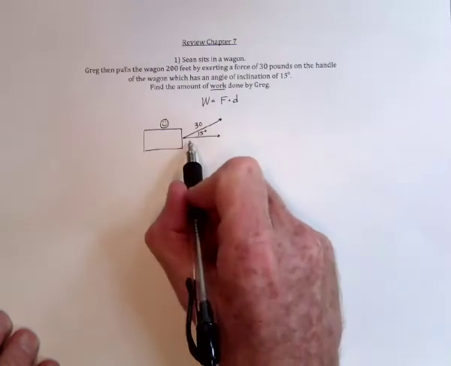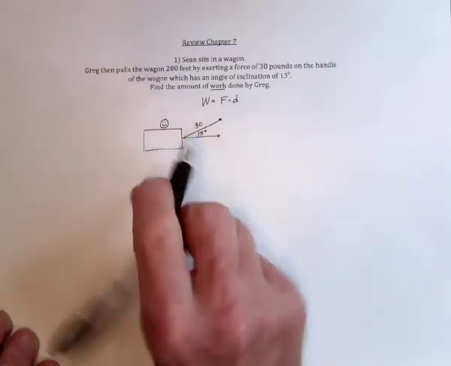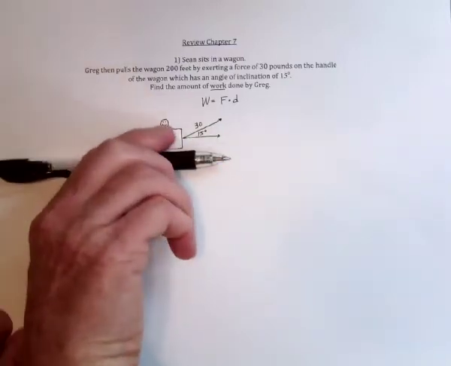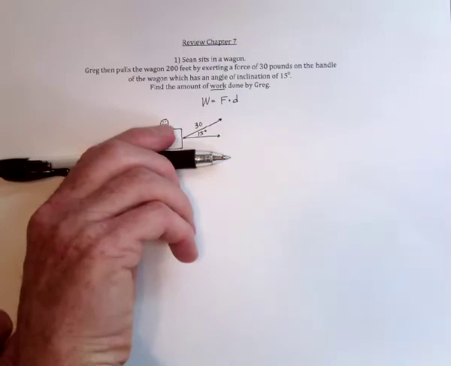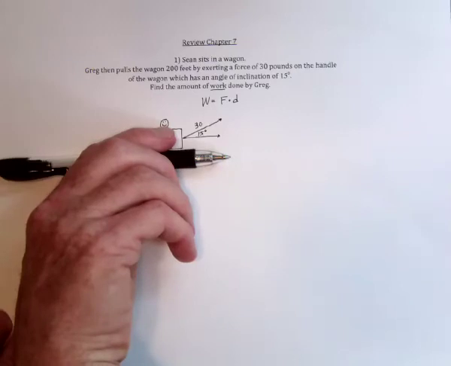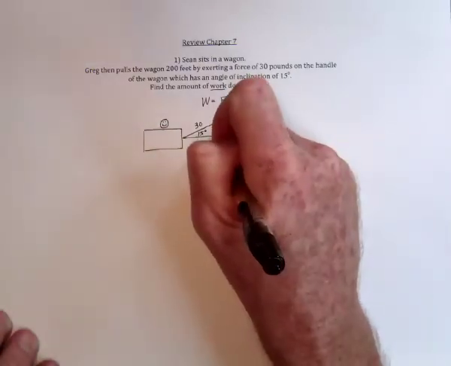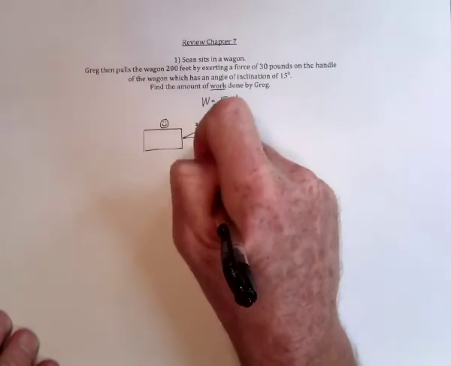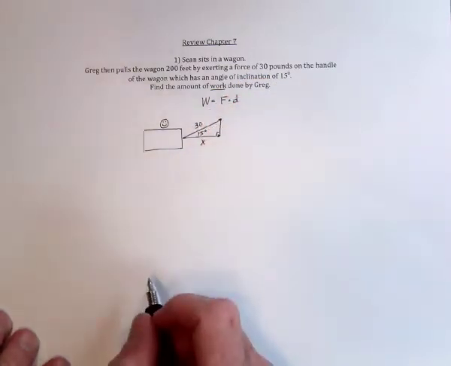Well, the idea is I really don't want to pull this thing up off the ground. I want to pull it in that direction. So how much of the force that I'm exerting is actually going into moving it that direction? Or in other words, if we make a little right triangle out of this, how much of that 30 is ending up over here in the x direction?